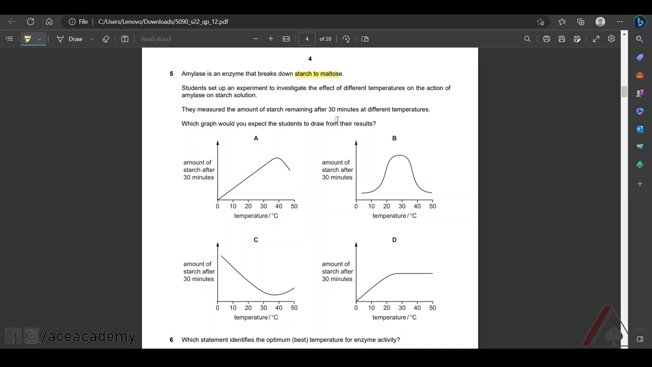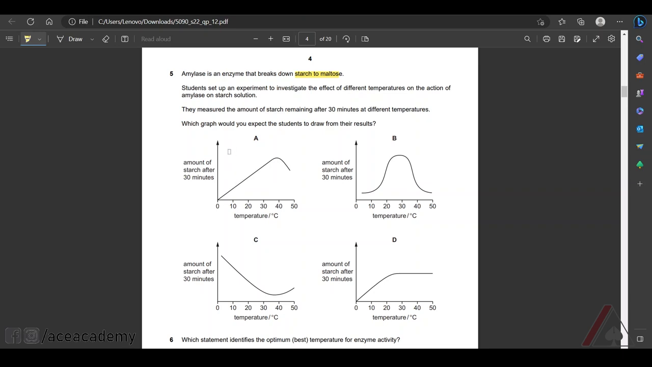Students set up an experiment to investigate the effect of different temperatures on the action of amylase on starch solution. They measured amount of starch remaining after 30 minutes at different temperatures. Which graph would you expect the students to draw from their results? So this is a product remaining against temperature graph. Now let us look at the results.